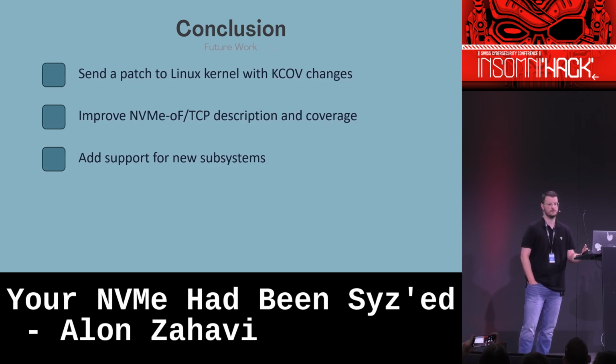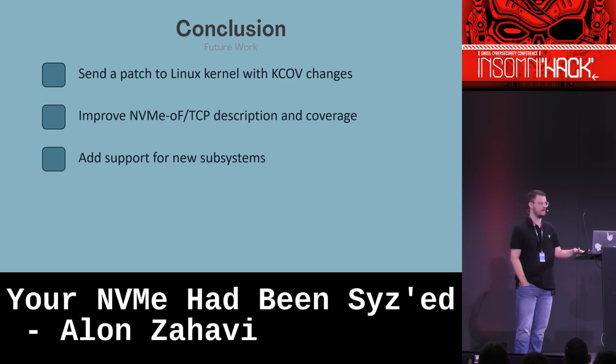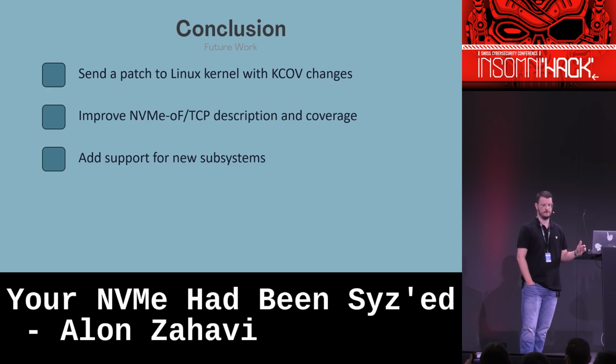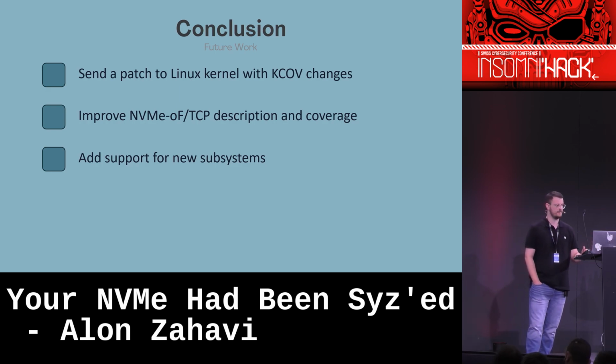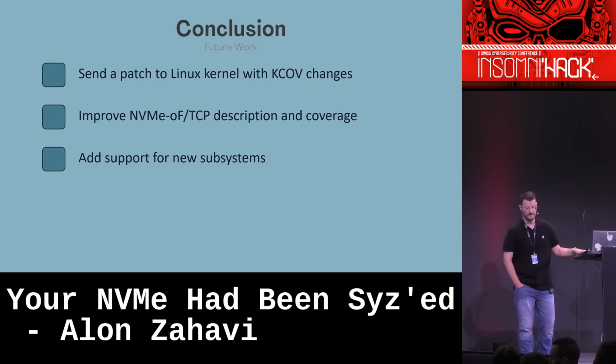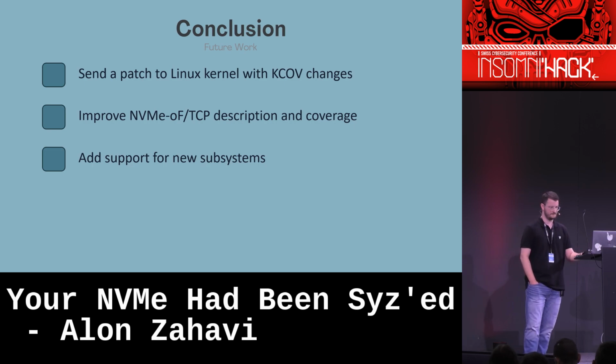But we do have some future work. We need to send the patch with the remote kcov changes to the Linux kernel. The reason we didn't do it until now is because we didn't test it for efficiency and reliability, and we don't want to put some nasty stuff inside the kernel. Of course, there is always room for improvement, so we can improve the descriptions of the NVMe over TCP and the coverage collection. And we can add support for new subsystems using the knowledge we now have.